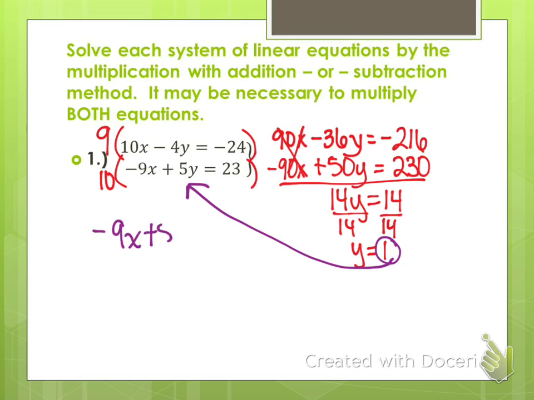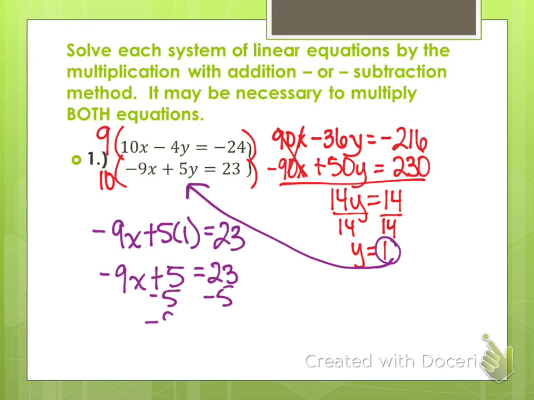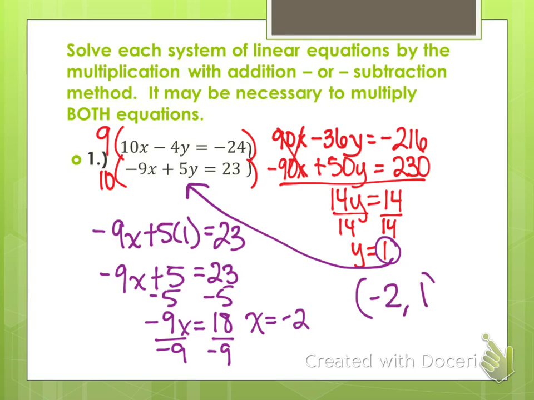So negative 9x plus 5 times 1 equals 23. What's 5 times 1? Negative 9x plus 5 equals 23. To get x alone, subtract 5. Negative 9x equals 18. Last step. Divide by negative 9. x equals negative 2. Our answer still needs to be written as an ordered pair, negative 2, comma 1.